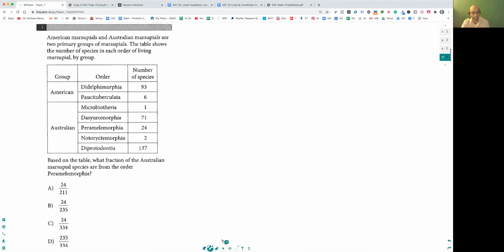So this part is easy, right? What you've got to do here is, from the order, what fraction of the Australian marsupial? You're going to ignore all of this. Again, we've done this before, guys. So is this Paramelmorphia? Paramelmorphia, this is this guy. So it's going to be 24 over this quantity, and this quantity is going to be the sum of all of this. So what's the sum of all of this, folks?